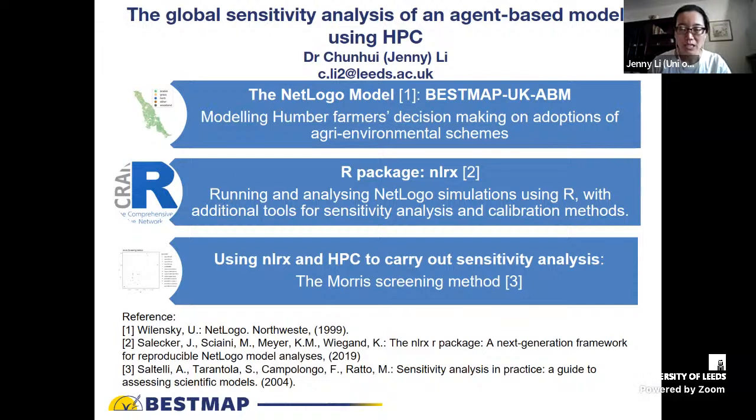It comes with embedded tools for sensitivity analysis and calibration. I have used this tool with HPC to carry out a global sensitivity analysis for this model. This method is called the Morris screening method, and I have listed all the references here. If you are interested, please have a look. I think that's all for my 2 minute talk.